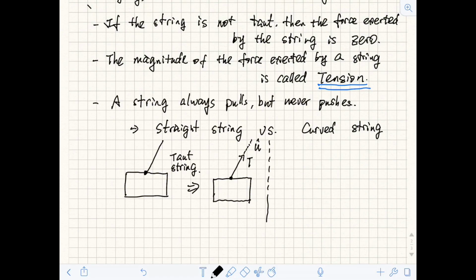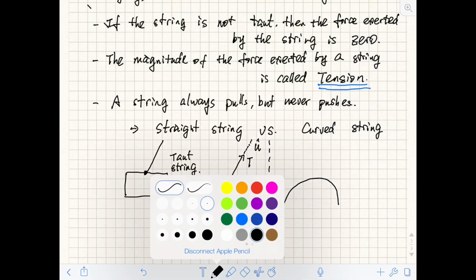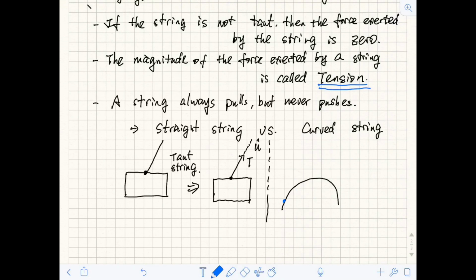Now for a curved string, if the string is attached to a curved surface, let's use the color blue. This is the point of contact of the string on the curve. And we have a taut string. And if we were to convert this into a free body diagram, we know the forces will be tangential to the point of application. This is the tension T and direction.